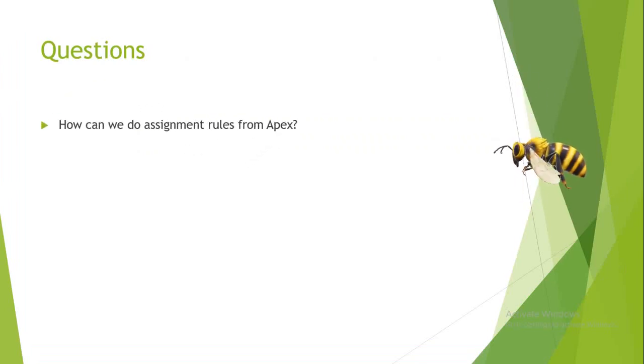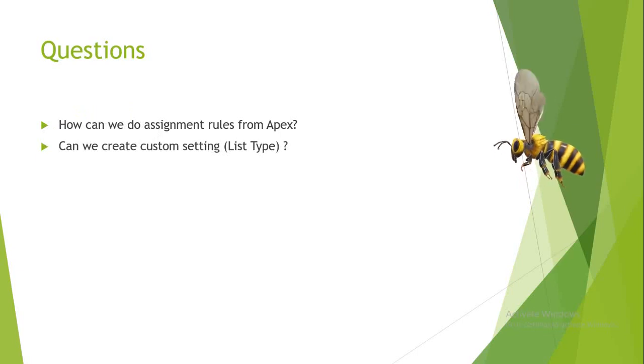The first question is, how can we do assignment rules from Apex? How can we do assignment rules from Apex? You think about it, you answer yourself, then I will reveal answers, then you can correct yourself. Let's see. Can we create list type custom settings? Basically, we have custom settings in two ways: one is list type, another one is hierarchical type, right? Can we create now? That is the question.